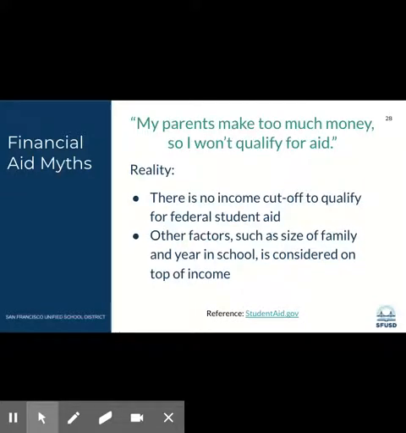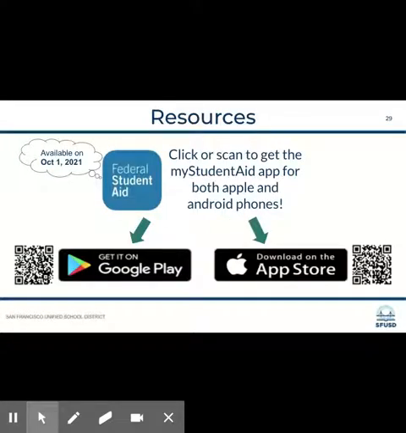Or how about this one? My parents, they make too much money, so I don't think I'll qualify for aid. There is no actual income cutoff to qualify for federal aid. In fact, there are multiple factors that are involved in determining what your aid amount is. You just never know, so apply. Did you know that on October 1st, 2021, you can apply for the FAFSA through your phone? Just scan the QR codes here to download the application and get started on October 1st of your senior year.